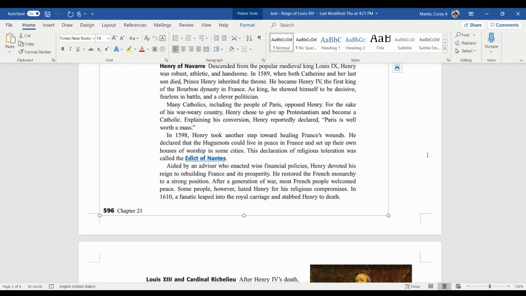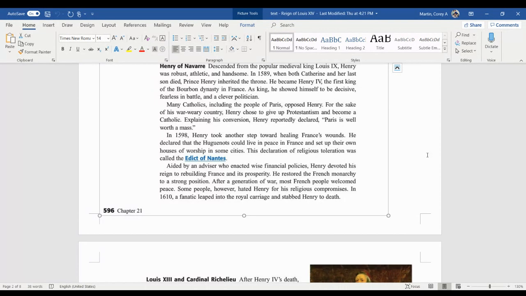In 1589, when both Catherine and her last son died, Prince Henry inherited the throne. He became Henry IV, the first king of the Bourbon dynasty in France. As king, he showed himself to be decisive, fearless in battle, and a clever politician. Many Catholics, including the people of Paris, opposed Henry. For the sake of his war-weary country, Henry chose to give up Protestantism and become a Catholic. Explaining his conversion, Henry reportedly declared, "Paris is well worth a mass."